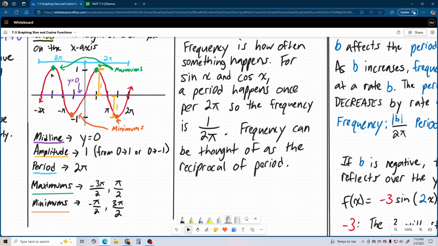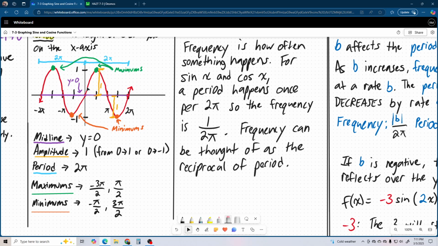So in other words, maximums are here and then here, and you notice that they're 2 pi apart, right? Which makes sense, right? Everything is 2 pi apart because that's the length of the period. And then our minimums are at -1/2 pi and 3 pi over 2, and those are also 2 pi apart, right? So our minimums and our maximums are always 2 pi apart.